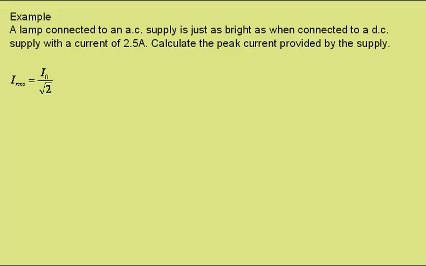Well, we've just found that the RMS current is equal to the peak current over root 2. So rearranging, we find that the peak current is equal to root 2 multiplied by the RMS current, which is root 2 multiplied by 2.5 amps, the AC current which gives the same power or brightness as the DC current we have, meaning that the peak current in this case would be 3.5 amps.